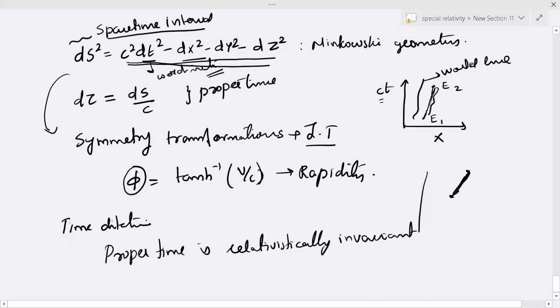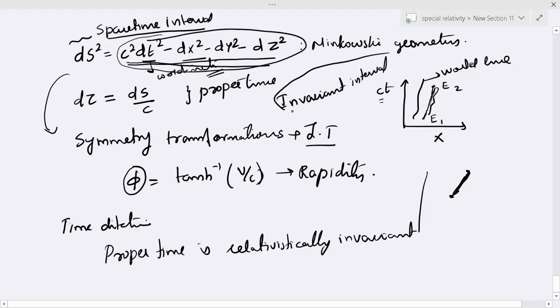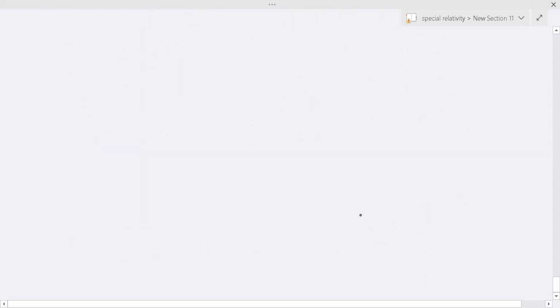And all observers will agree on this particular combination. This is called the space-time interval or proper time. For this reason, we call it the invariant interval. So these are the things that we discussed, and we discussed the twin paradox, and we resolved the idea that there is no paradox there because special relativity predicts it only in one way.